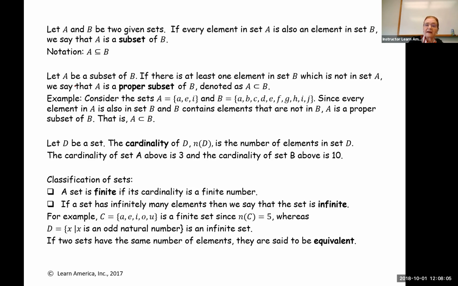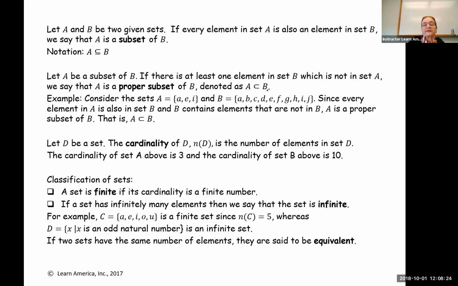Now, if A is not a set which contains all the elements of B, in other words, if there's at least one element in B which is not in A, then A is a proper subset of B. It can't be equal to it, and so we just show the contained sign without the equal. A is a proper subset of B.